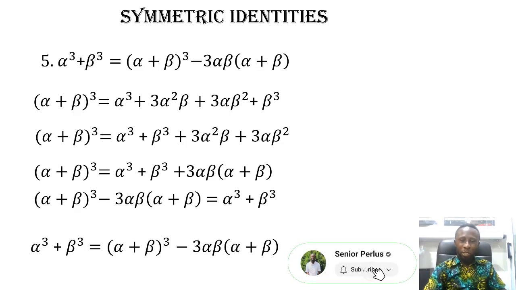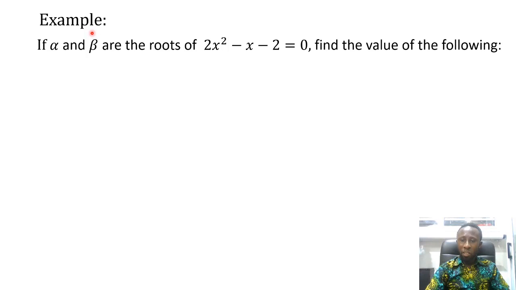Simple as that. So you have to know your symmetric identity and the proof, so that in the examination hall, you know. So let's solve some examples. Since we know our identity, we can solve examples. Without the identity, you cannot solve examples under this. So please know the identity.